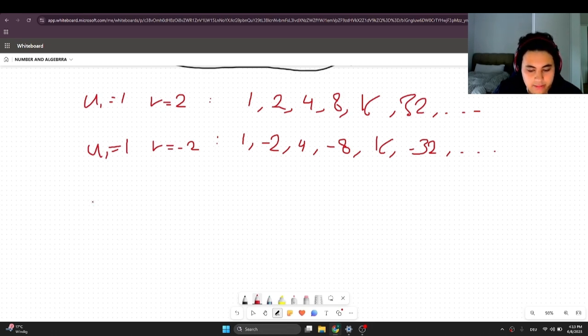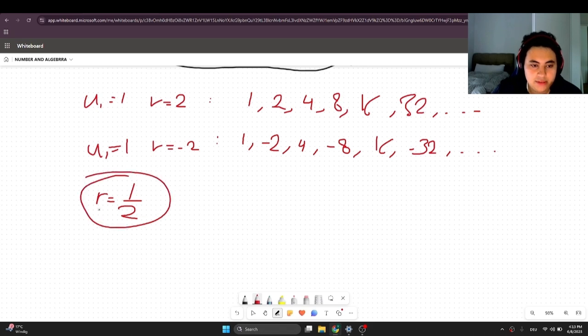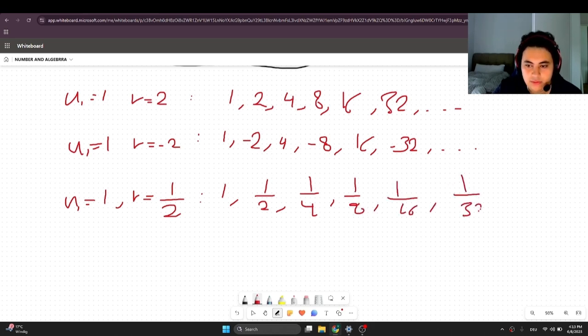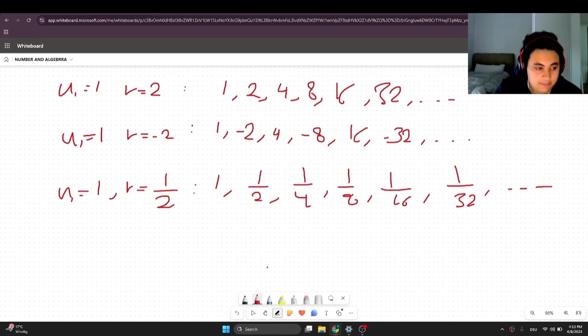Now, the common ratio can also be between negative 1 and 1. For example, the common ratio can be half. When the common ratio is like this and we're multiplying our numbers, let's say u1 is equal to 1 and r is equal to half, then my sequence will be something like this: 1, half, a quarter, 1/8, 1/16, 1/32, and it keeps going.